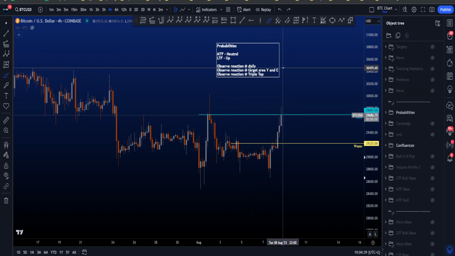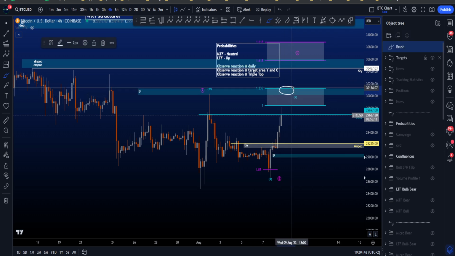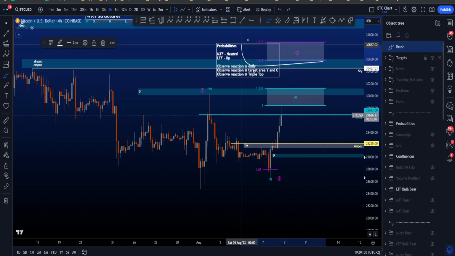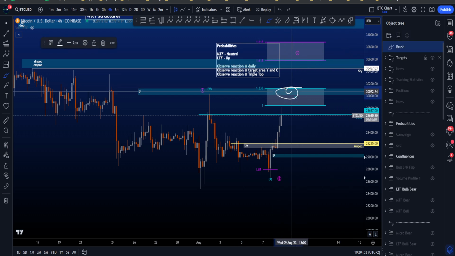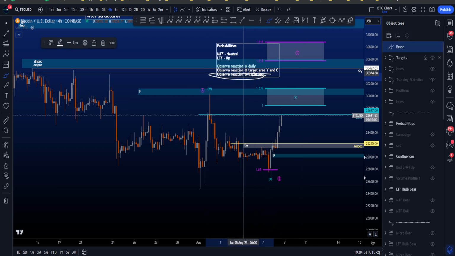If we can pass the daily, then we have to observe the reaction at the targets area for a wave Y over here, which includes this resistance area, my blue box, and we have to observe the reaction at wave C. If we can clear this resistance area, we go to the triple top. We trade level to level. And then, of course, eventually, the triple top reaction.